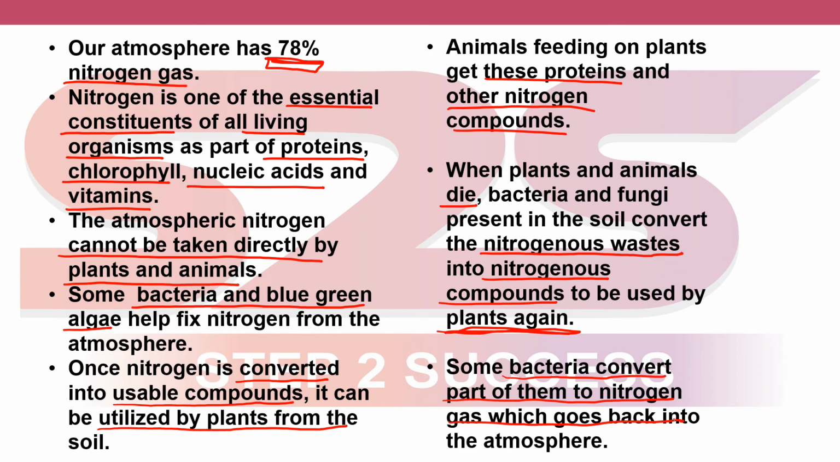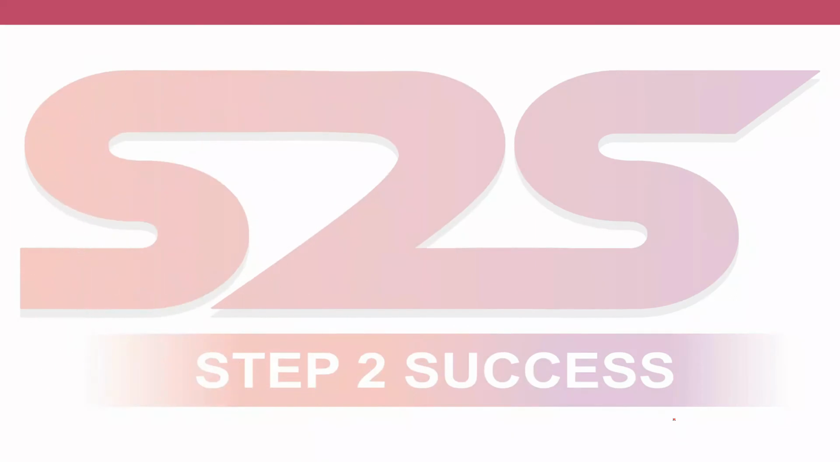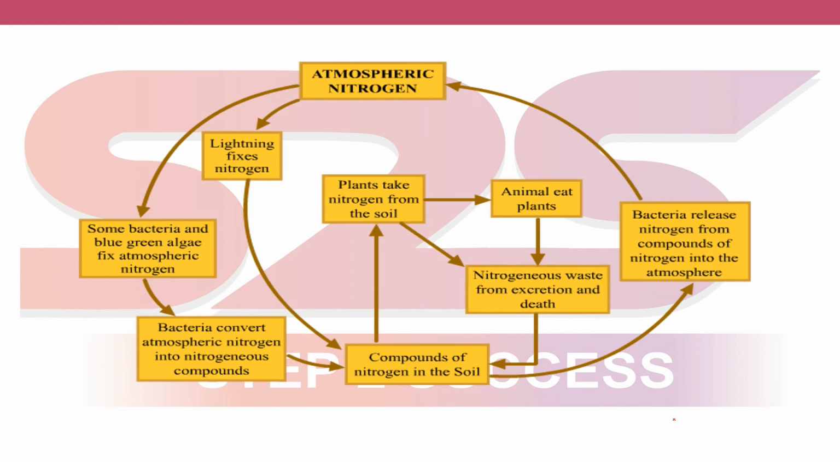When the animals feed on such plants, they get proteins and other nitrogen compounds. And when such plants and animals die, the bacteria and fungi present in the soil act on them and convert this waste into nitrogenous compounds which can be used by the plants again. And some bacteria convert part of such compounds into nitrogen gas which goes back to the atmosphere, and the whole cycle is repeated. So basically this diagram will clearly explain the concept of the nitrogen cycle.